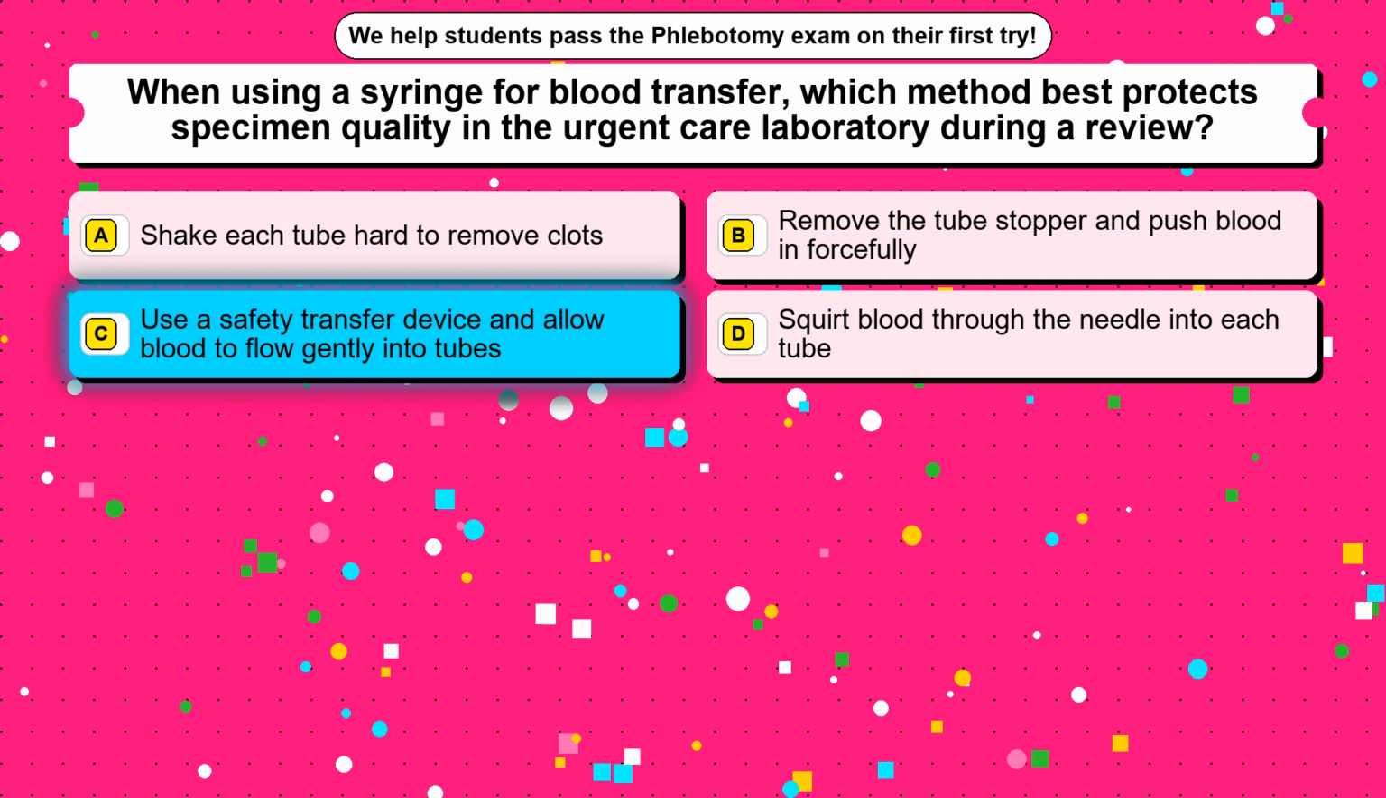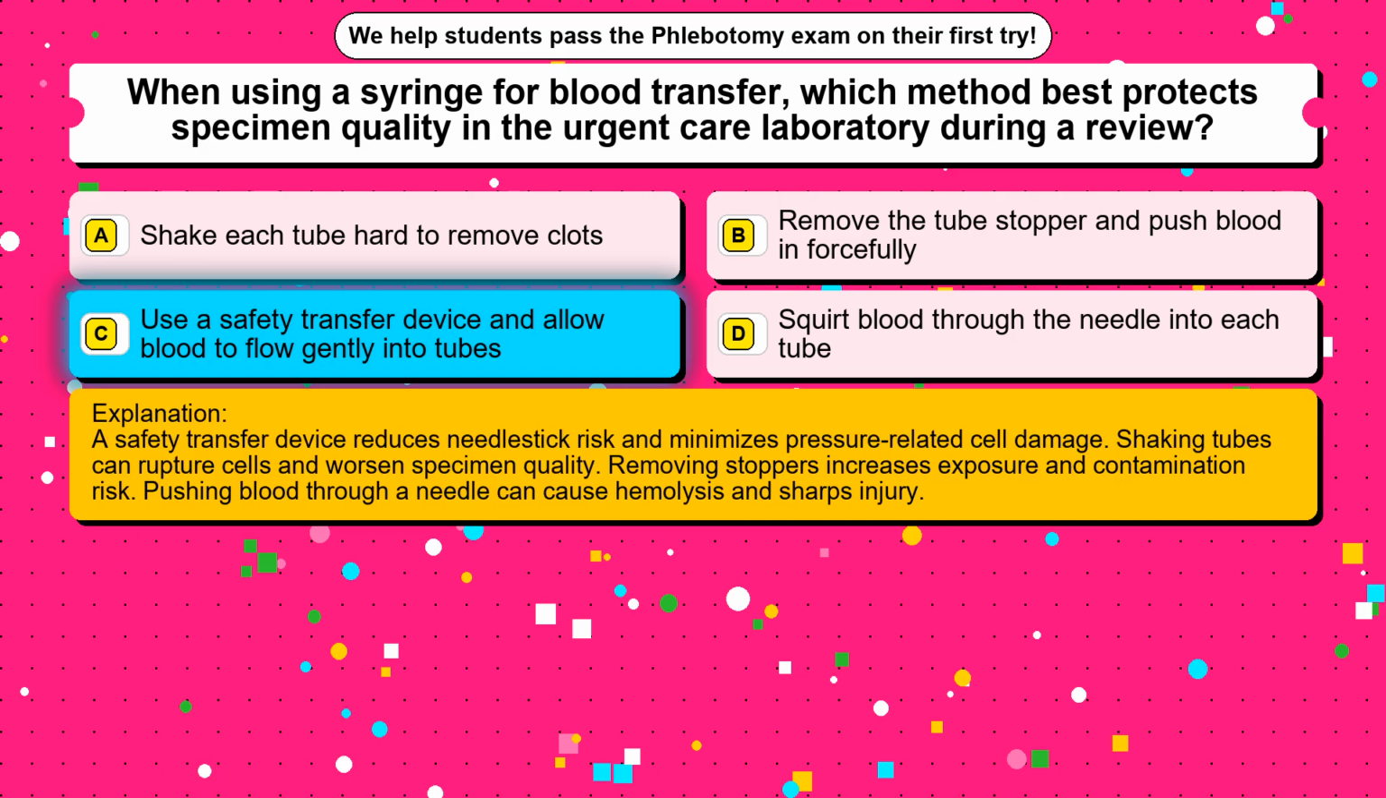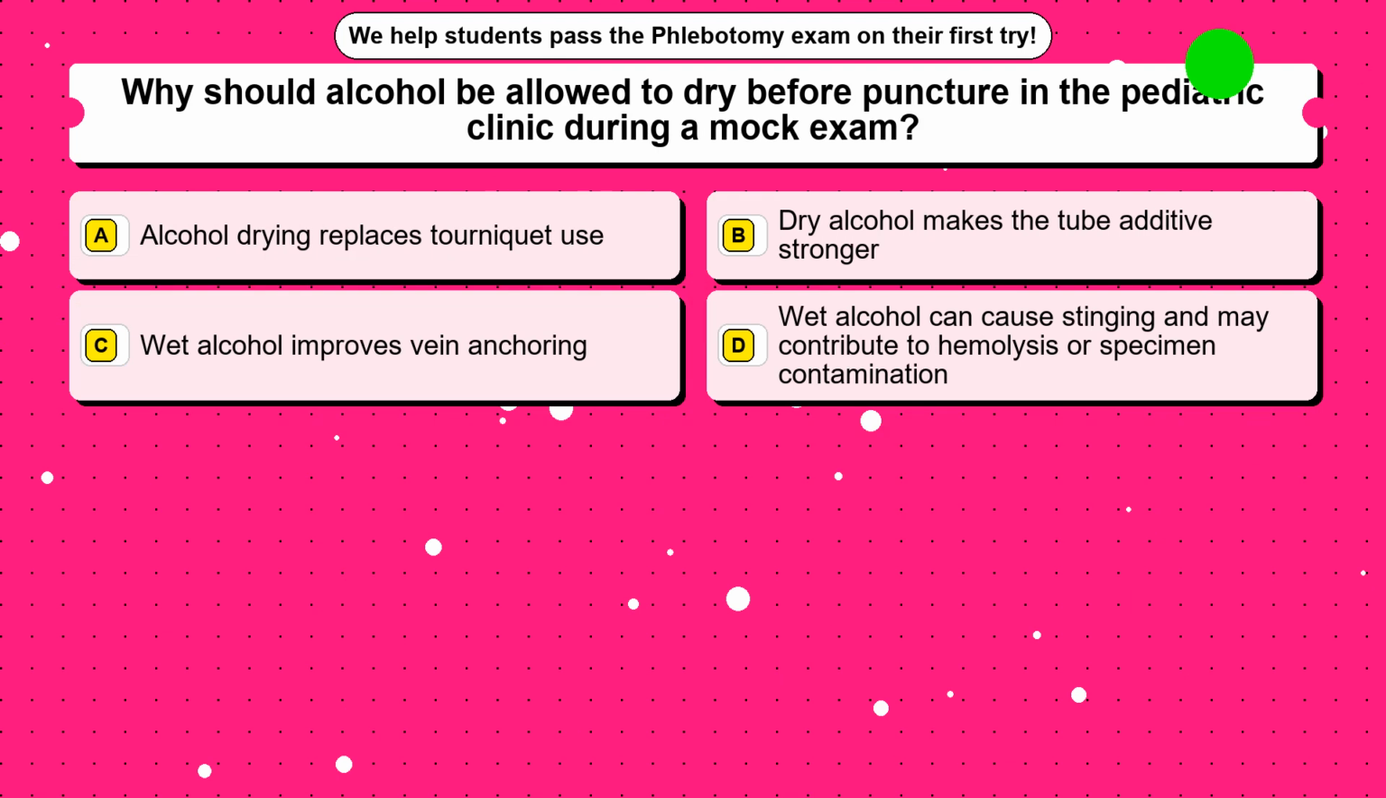The correct answer is option C. Use a safety transfer device and allow blood to flow gently into tubes. A safety transfer device reduces needle stick risk and minimizes pressure-related cell damage. Shaking tubes can rupture cells and worsen specimen quality. Removing stoppers increases exposure and contamination risk. Pushing blood through a needle can cause hemolysis and sharps injury.